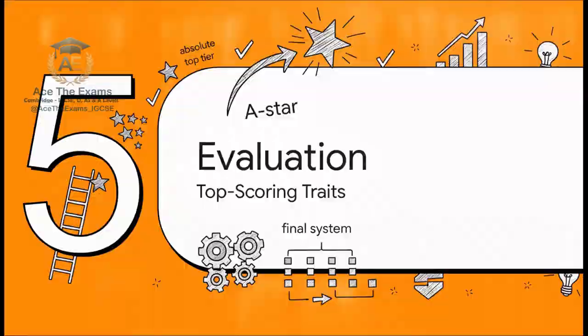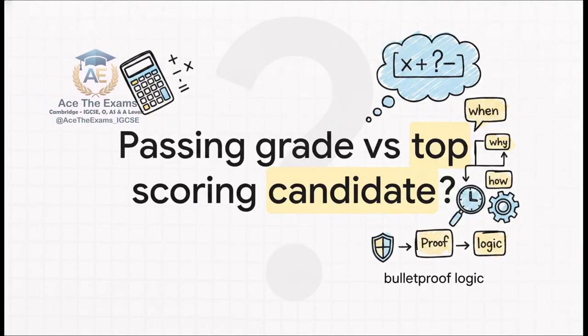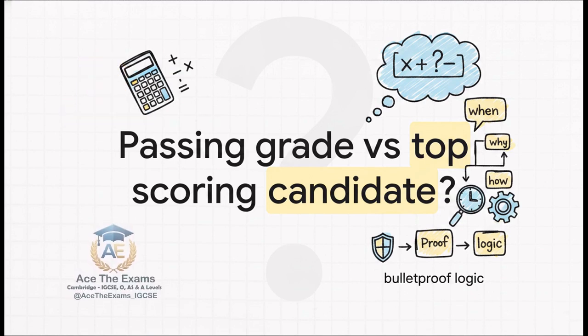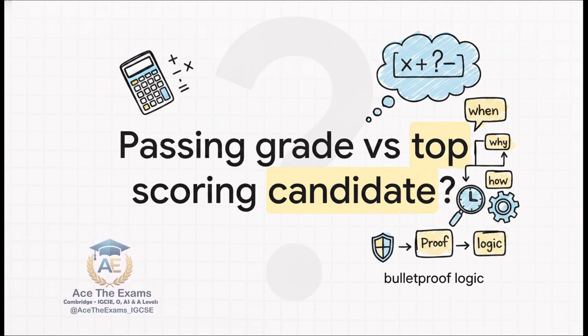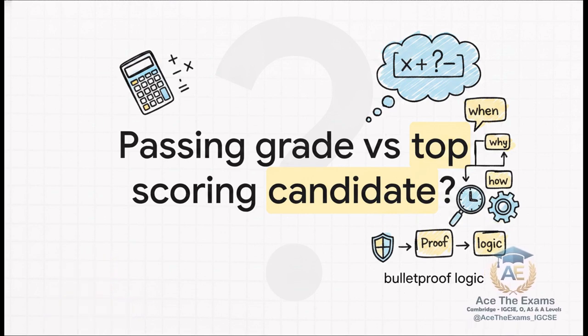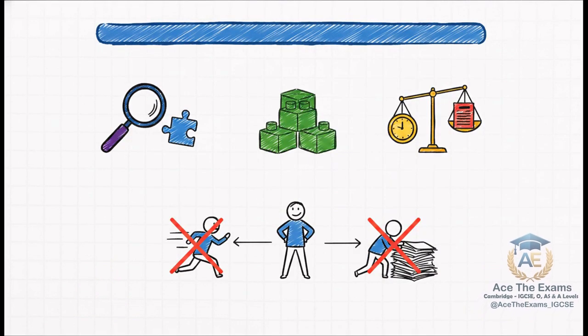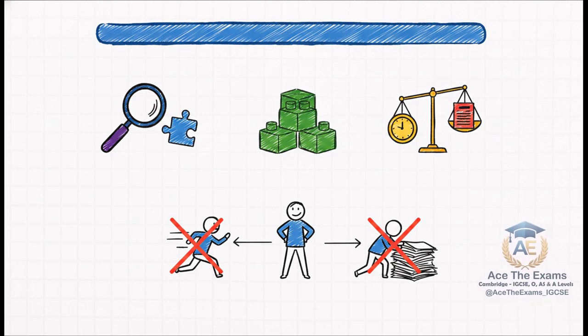Section 5. Evaluative Thinking. So, what really separates a standard passing grade from a top-scoring, top-tier candidate? It all comes down to higher-order assessment objectives that push far beyond basic calculation. A passing candidate knows how to do the math. A top-scoring candidate knows why they are doing the math, when to apply specific rules, and exactly how to prove their logic is completely bulletproof to the examiner. Top-scoring candidates demonstrate evaluative thinking by questioning assumptions and justifying every single mathematical decision with evidence-based reasoning.